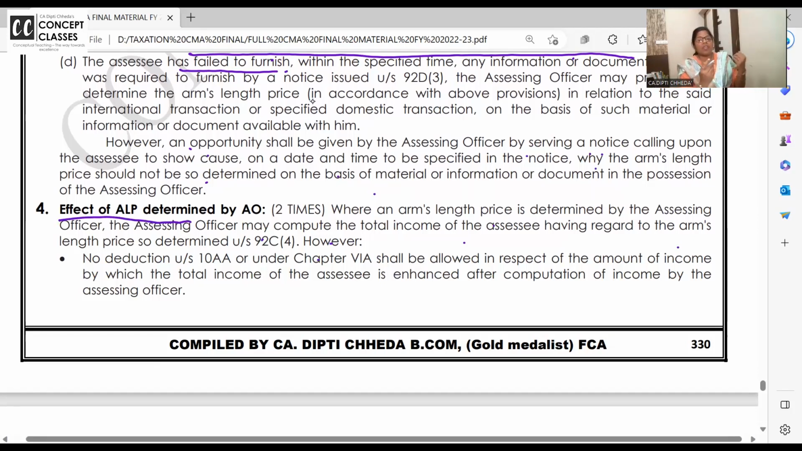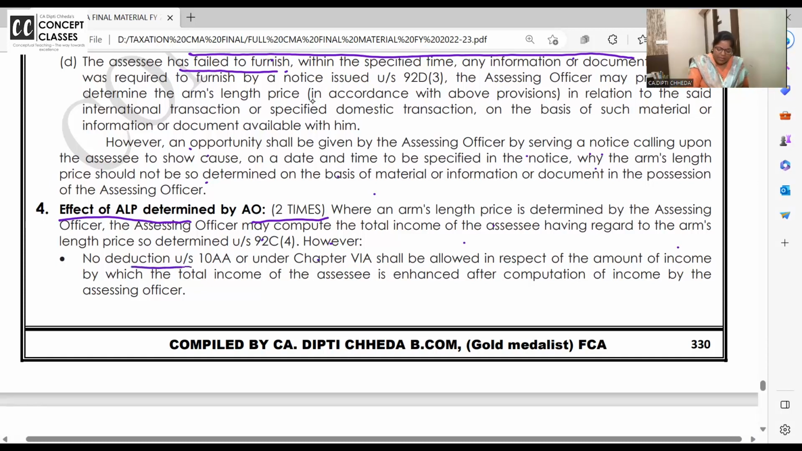Ma'am, instead of me, if AO is deciding the arm's length and if he is increasing my income, can I take on the increased income more deductions, more exemption? Answer is no. So 2 times they have asked this question in exam. What is the effect कि arm's length price AO ने जो decide किया है वो accept करोगे तो no other further, उसके आगे कुछ नहीं होगा. तो उसका effect क्या है?